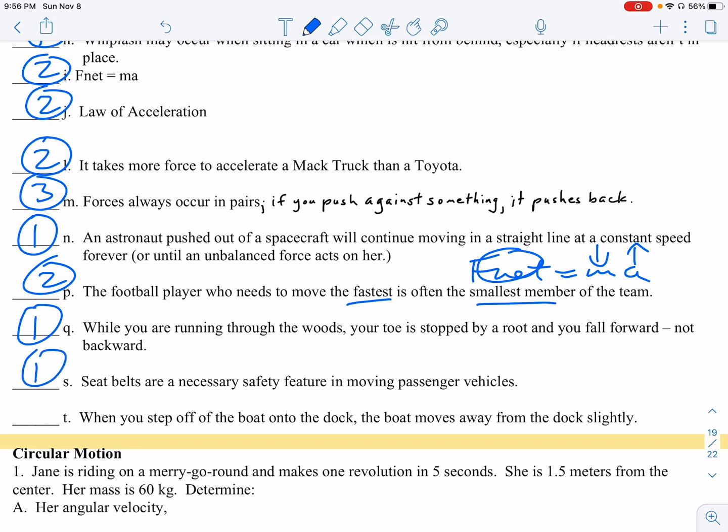When you step off a boat onto the dock, the boat moves away from the dock. Okay, so as you step off it, you push it away. The boat pushes you so you can get to the dock, but you push the boat away. So that's the third law.